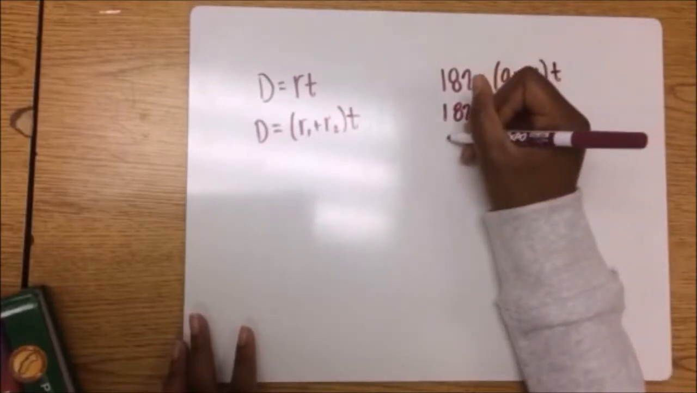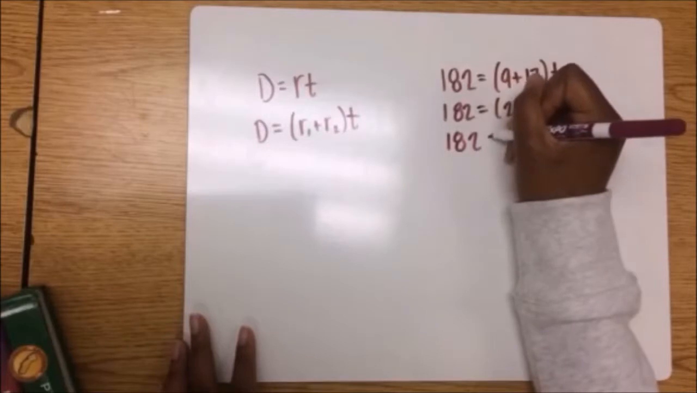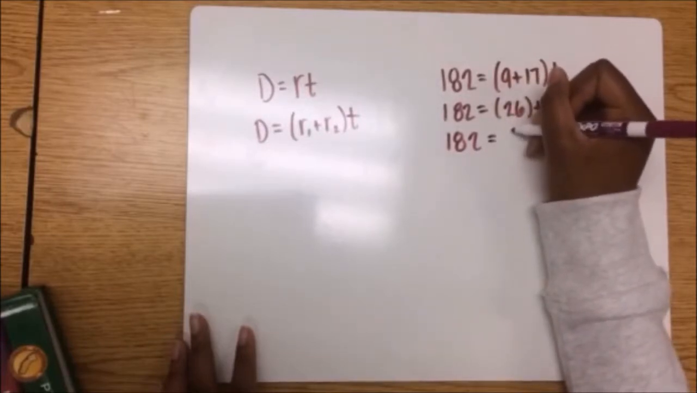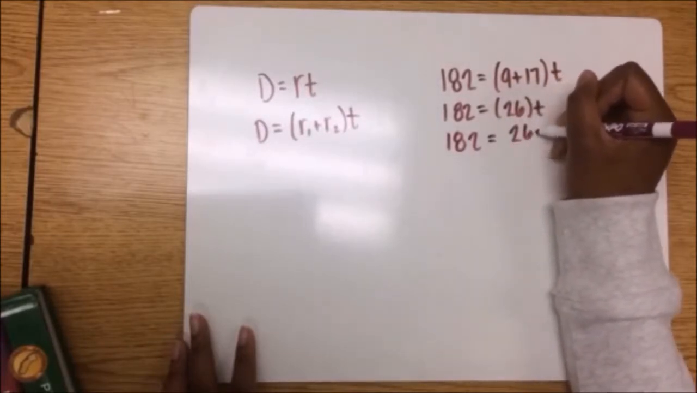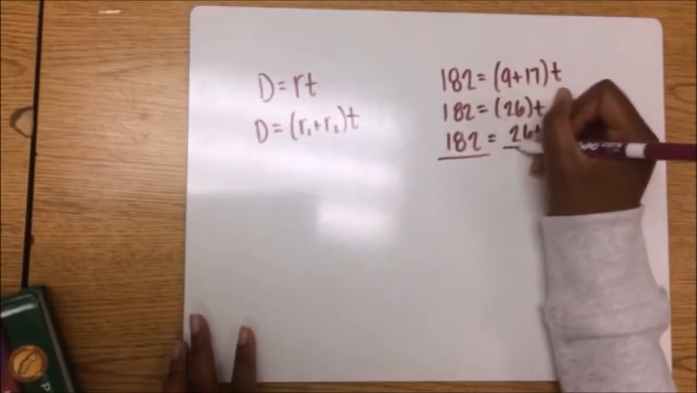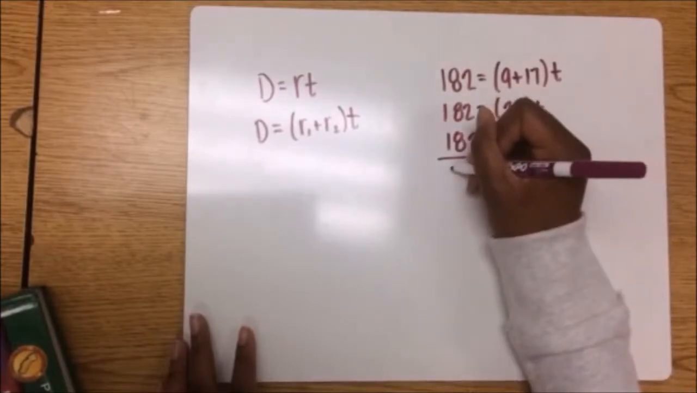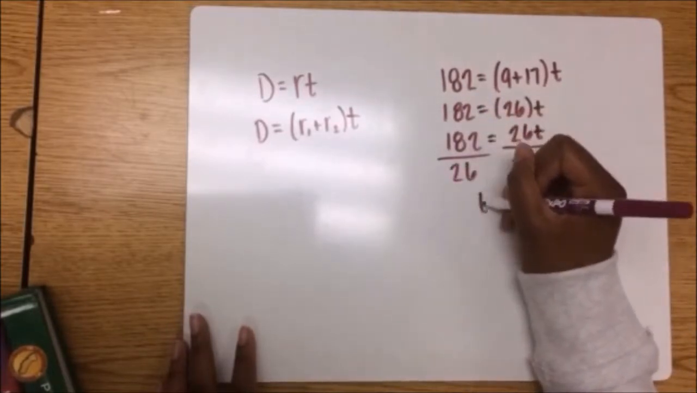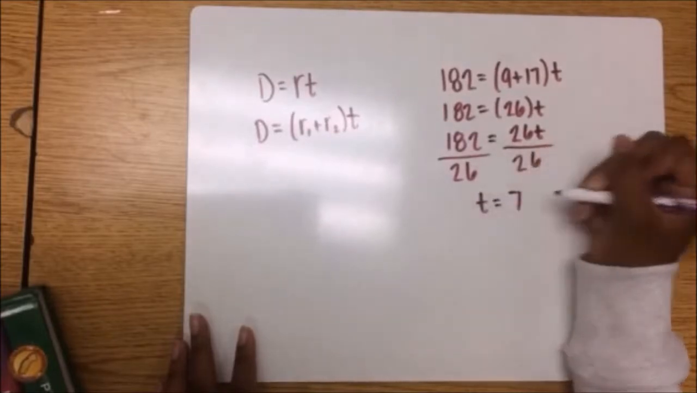Now add 9 plus 17 to get 26. Your equation should say 182 equals 26t. Now divide both sides by 26 and you should get t equals 7. And that's your answer. Let's move on to the next problem.